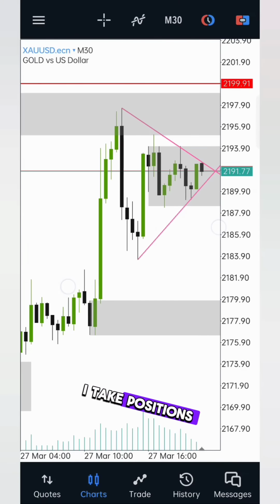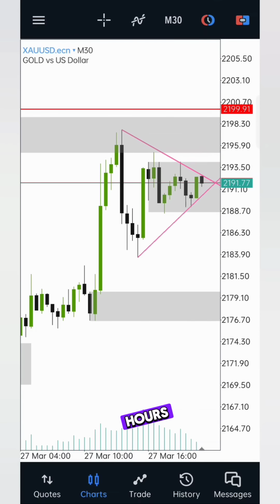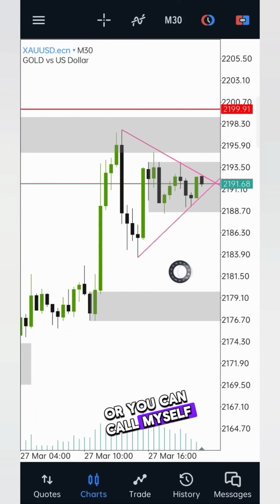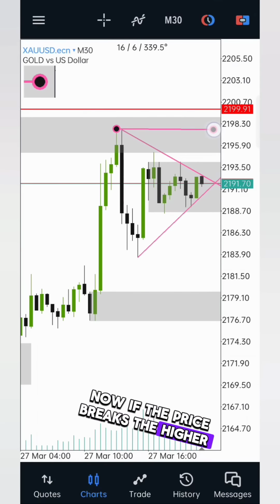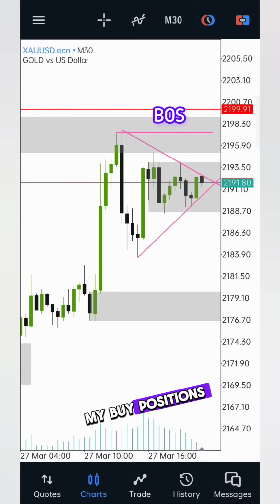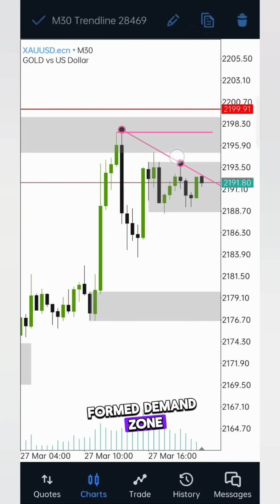Guys, I take positions and close within a day or a few hours, because I am a scalper, or you can call me an intraday trader. Now, if the price breaks the higher high, I'll start my buy positions over, from the newly formed demand zone.